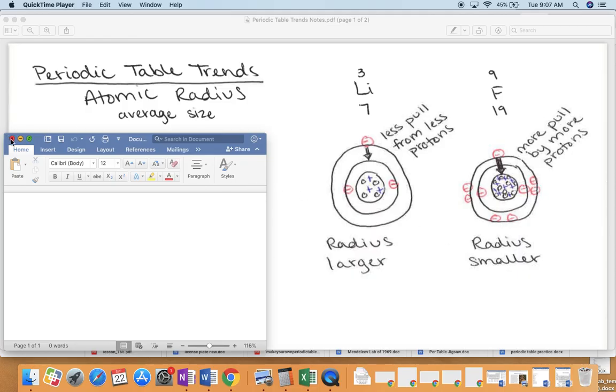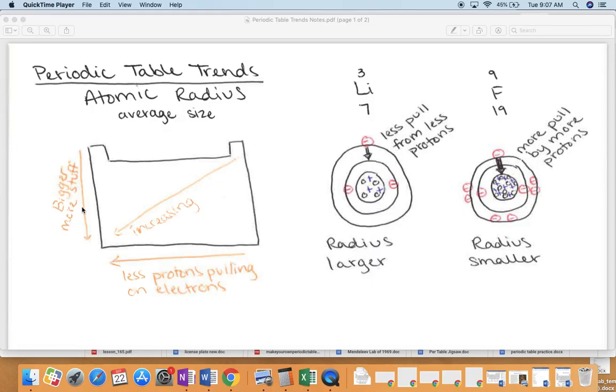So if we look at that with the periodic table, that means our elements on the left-hand side are going to be bigger, and the ones on the right-hand side are going to be smaller because there are more protons on this side pulling at those electrons on the outside.